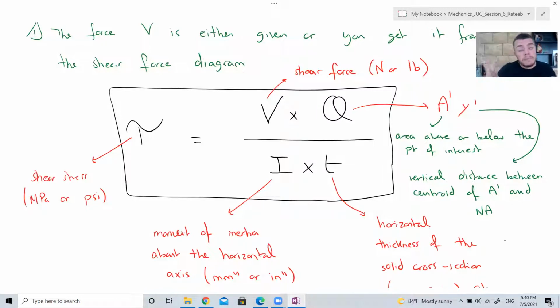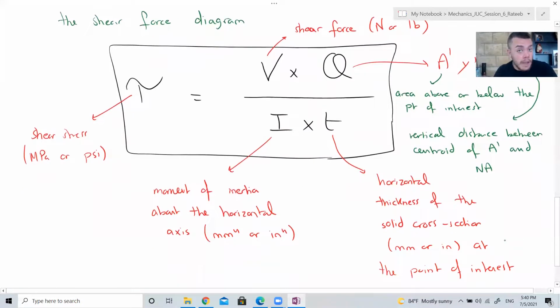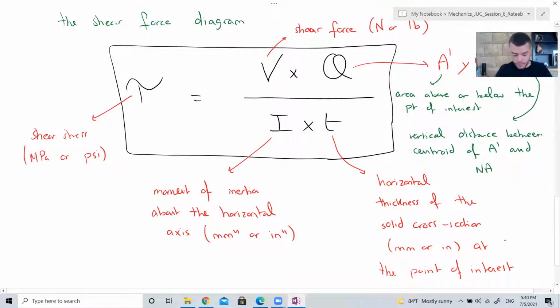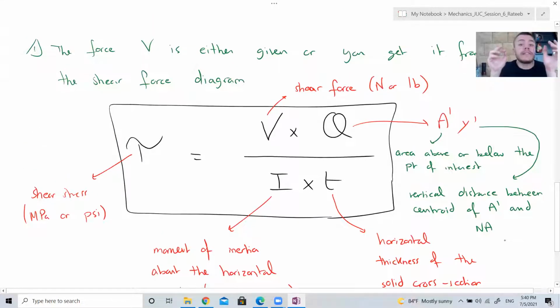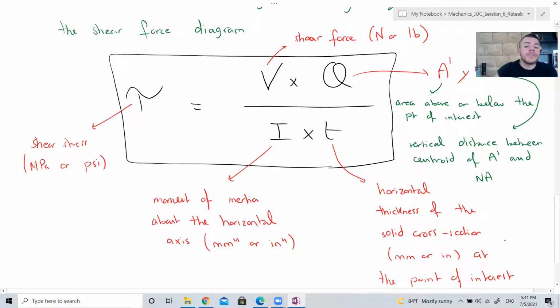I is easy, as we took it before. We know how to find I. It's the moment of inertia about the horizontal neutral axis. Q is called the first moment of inertia, and it's equal to A prime times Y prime, where A prime is an area above or below the point of interest where you are trying to calculate the shear, and Y prime is the vertical distance between the centroid of area prime and the horizontal neutral axis. And T is the horizontal thickness of the solid cross section.